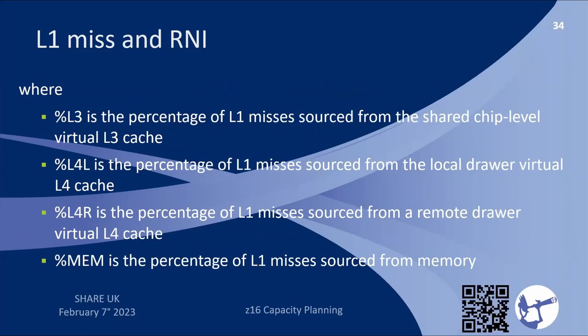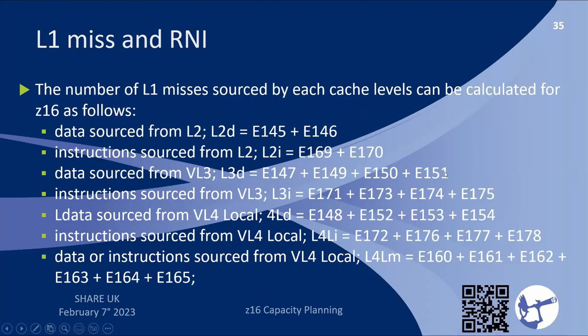Anyway, when we talk about percentage, level 3 is the percentage of level 1 misses that are sourced at that point from the level 3 cache. Then there is L for L, in our next slides, what we call sourced from level 4 local. Then there is the level 4 remote, and finally the memory. How do you calculate them with a z16? These are the fields that you have to use and the formulas that you have to use.